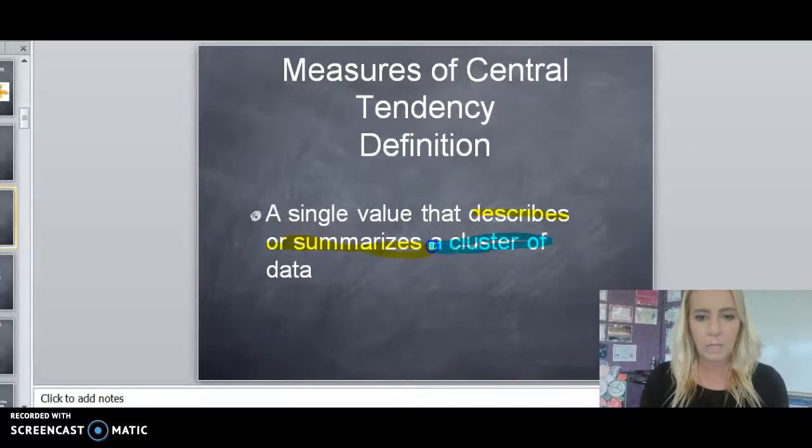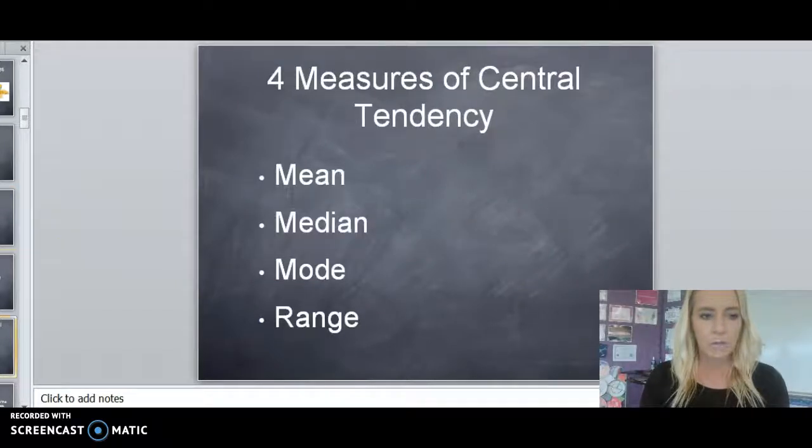So we're going to look at the 4 different ways to measure data from measures of central tendency. So the 4 measures of central tendency are calculating the mean, calculating the median, calculating the mode, and calculating the range. These are the 4 parts to the measures of central tendency.